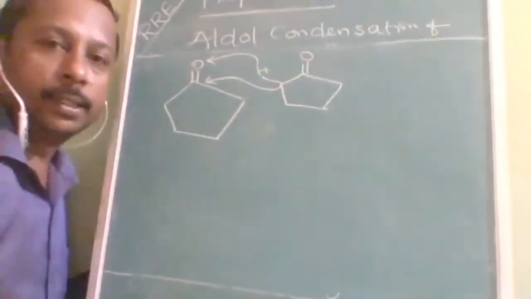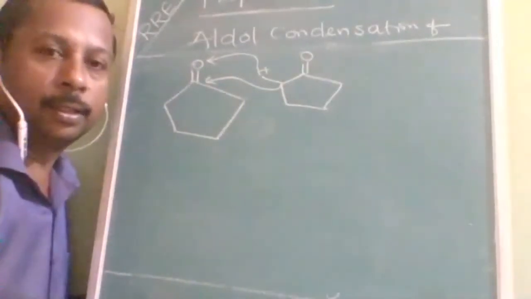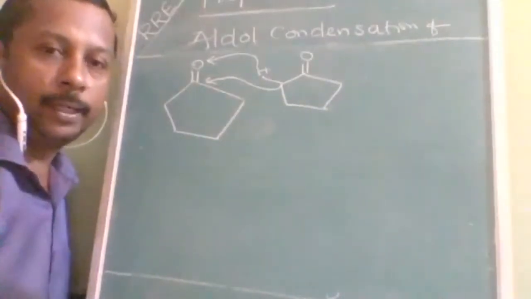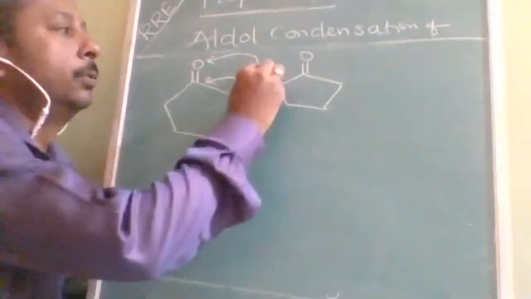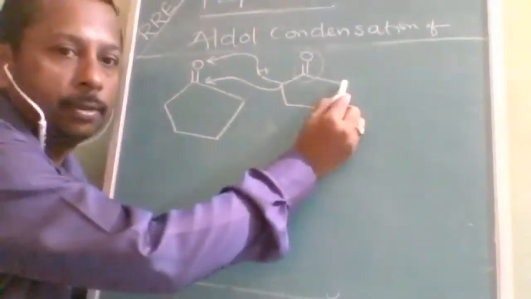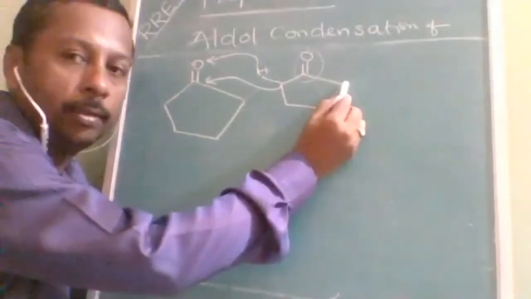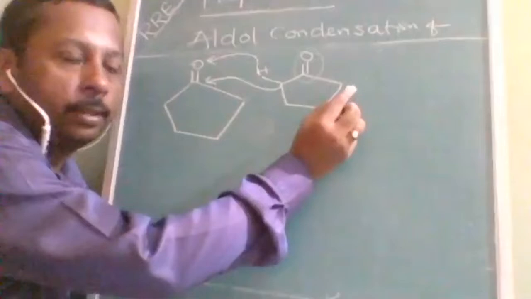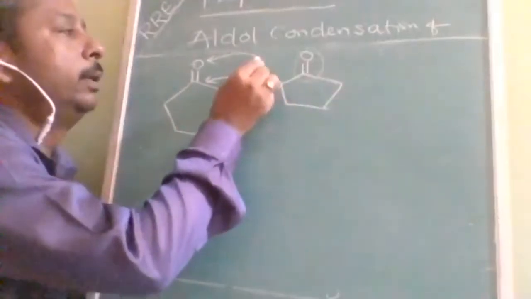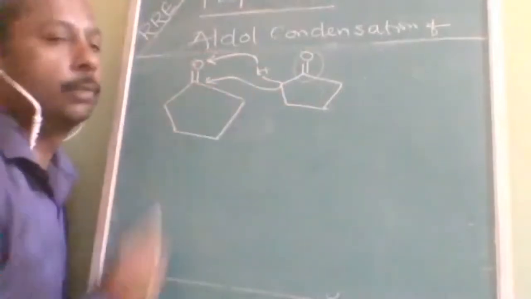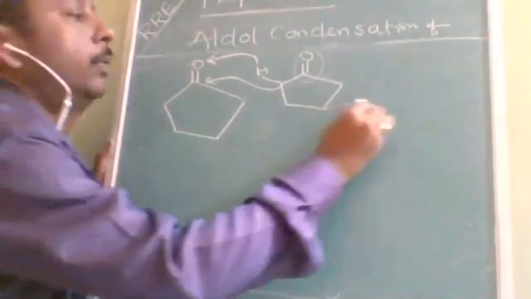Aldol condensation of cyclic compounds is difficult, but it will be made easy like this. This is the ketone group. The alpha hydrogens on both sides are the same only. So how many moles of product will you get? Only 1 mole of product. So 1 mole of product will be like this, and this will be like this. Now what happens on this?